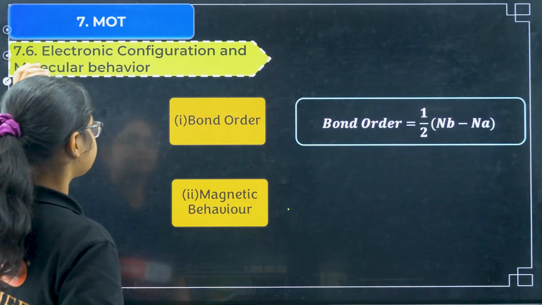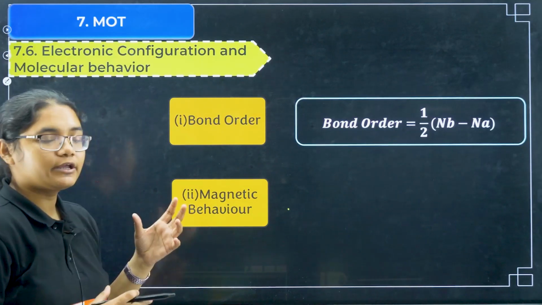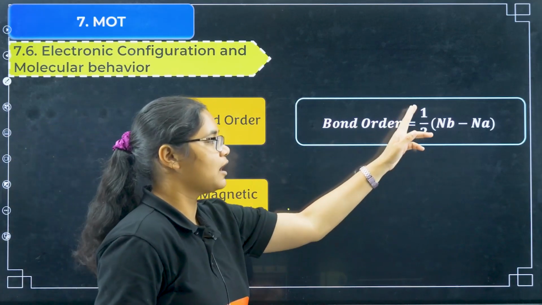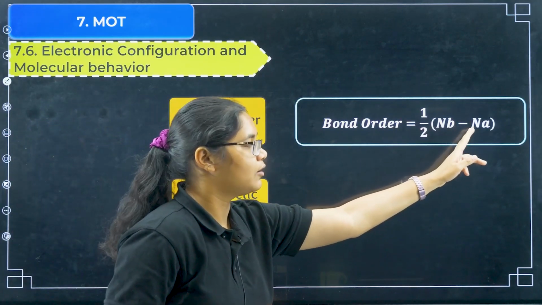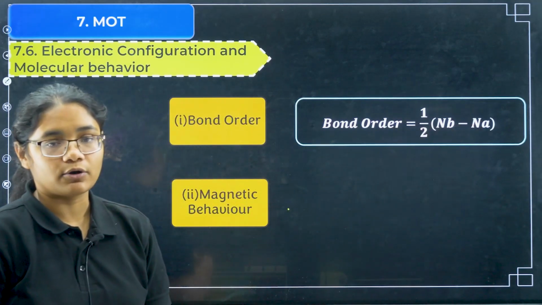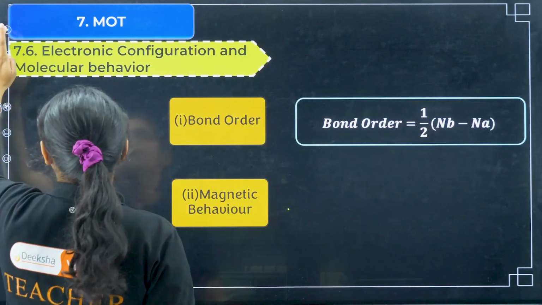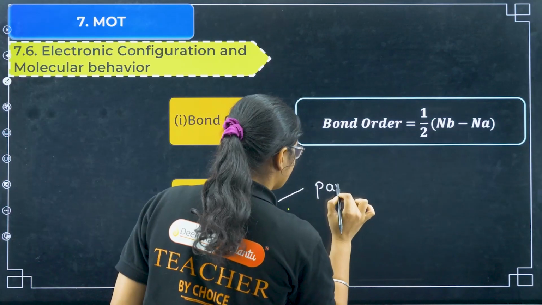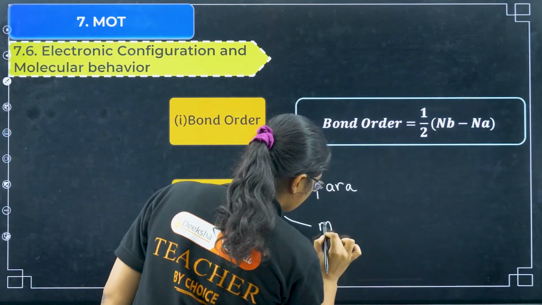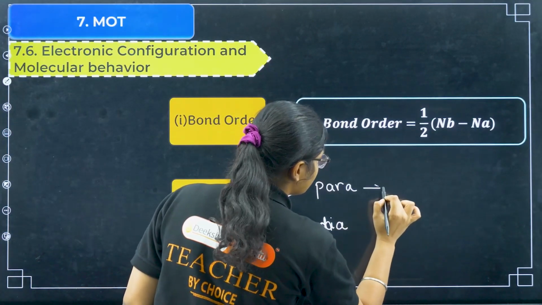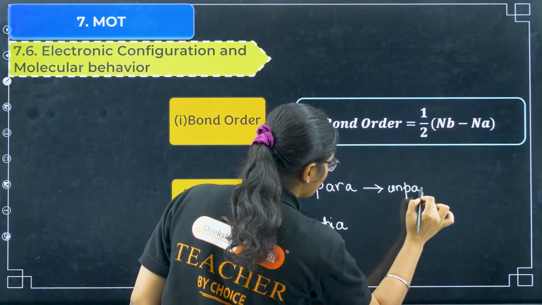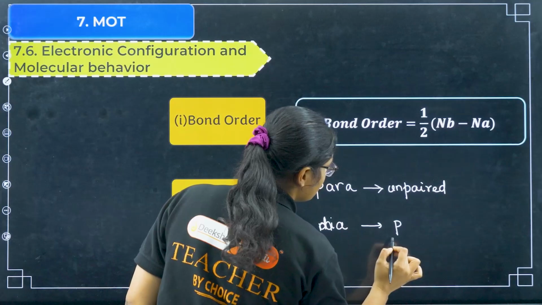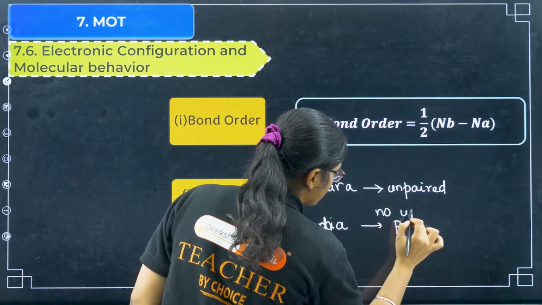So what can this molecular orbital theory tell us? We can calculate the bond order. Bond order is equal to half of the number of bonding electrons minus the number of anti-bonding electrons. And it can also tell you about the magnetic nature, whether it is paramagnetic or diamagnetic. If there is an unpaired electron, then it is paramagnetic. If there is no unpaired electron, then it is diamagnetic.